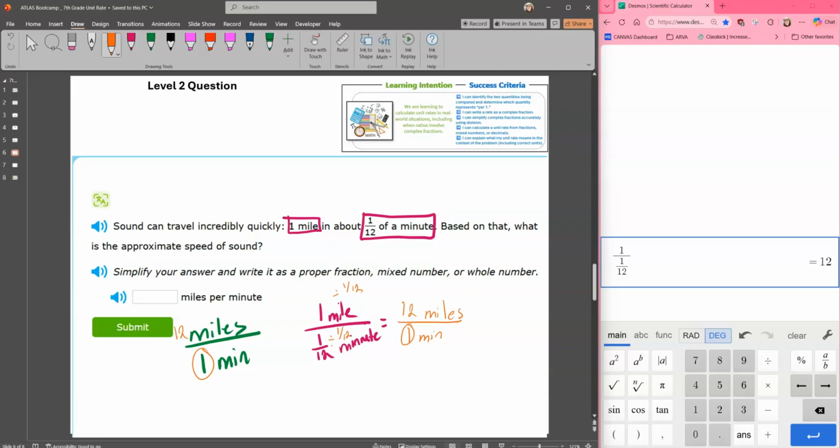12 miles per 1 minute is the same thing if I write it out as 12 miles per minute. I'm not going to write that 1 anymore because mathematicians are lazy and we don't have to write it there, so we're not going to. So 12 miles per minute, my answer is 12. There's only one more question to look at.